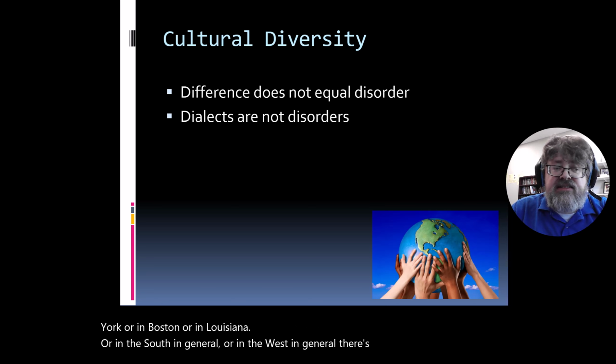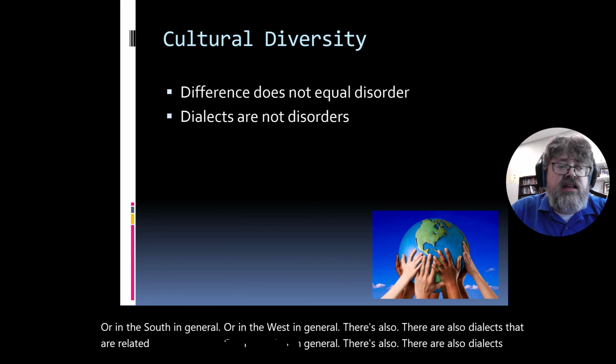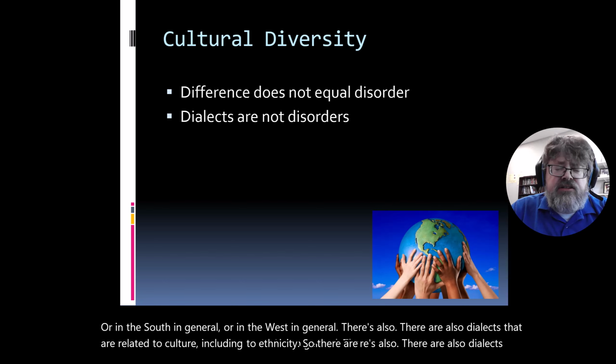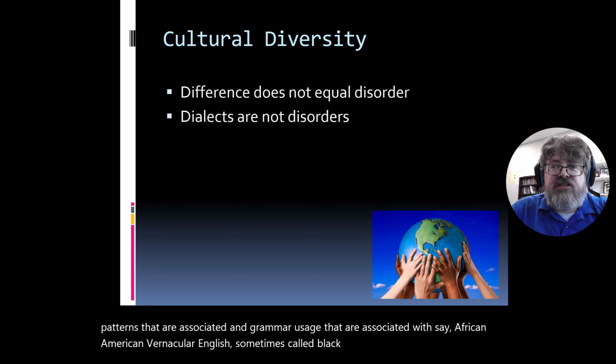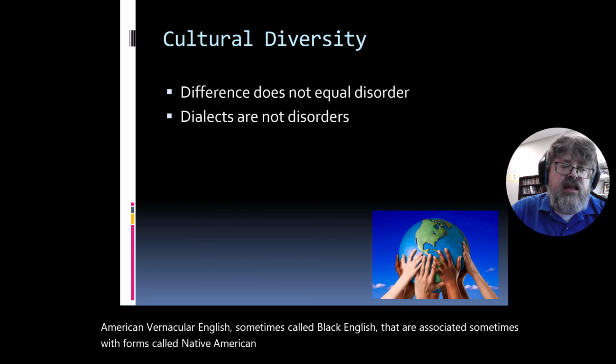There are also dialects that are related to culture, including to ethnicity. So there are certain speech patterns and grammar usage that are associated with, say, African American vernacular English, sometimes called Black English, that are associated sometimes with forms called Native American English, as well as many other forms.